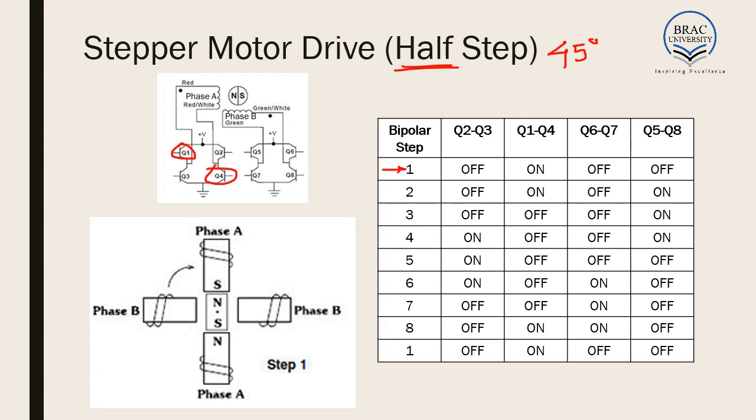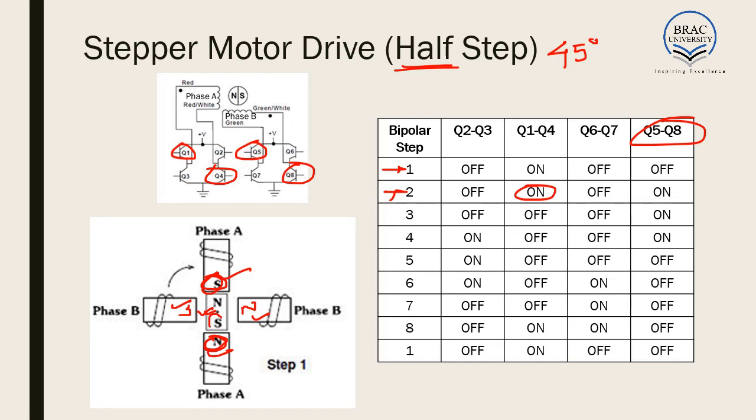As a result, this south polarity is created and this north polarity is created because phase A is energized, and the motor looks like this. In the next step, what we do is we keep Q1 and Q4 on. That is, here we have south, here we have north, no problem with that. Again, we switch on Q5 and Q8. This is our Q5 and this is our Q8. Then what happens? We create a south over here, we create a north over here. So we have a south here and here, we have a north here and here.